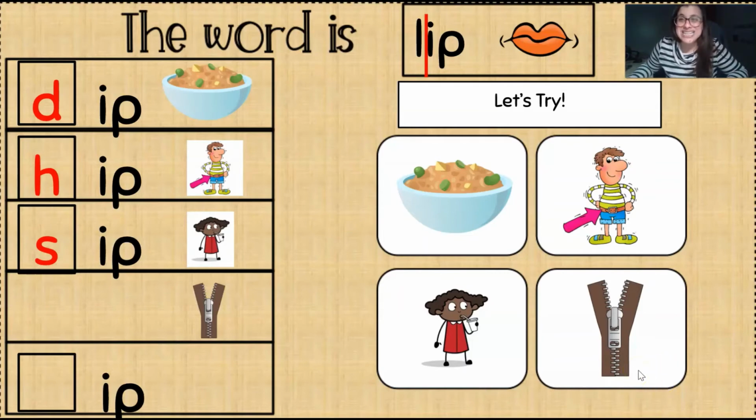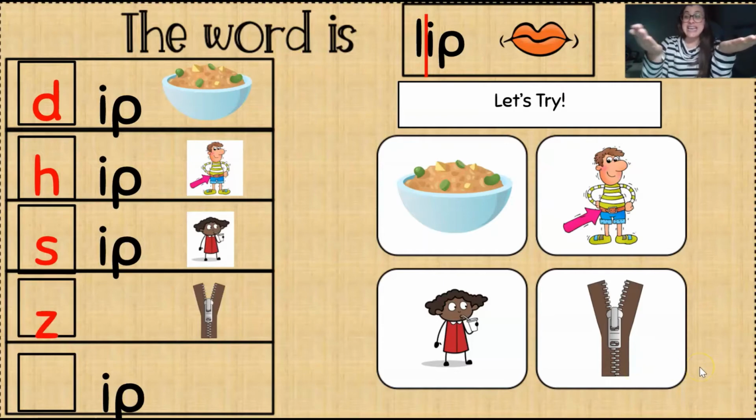Last one. Zip. Try zip. Z, ip, zip. One more time. Z, ip, zip. Your teacher might pause the video and come up with another ip word.